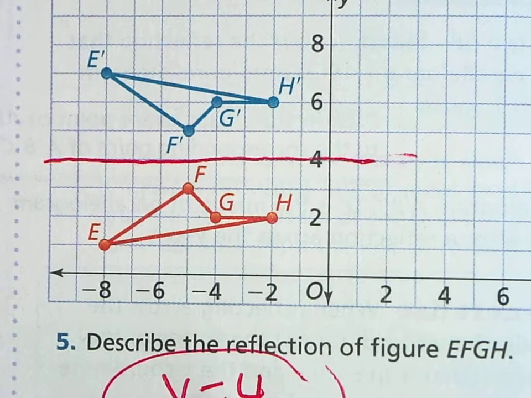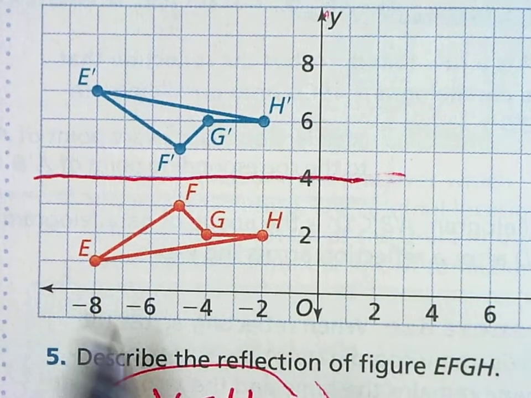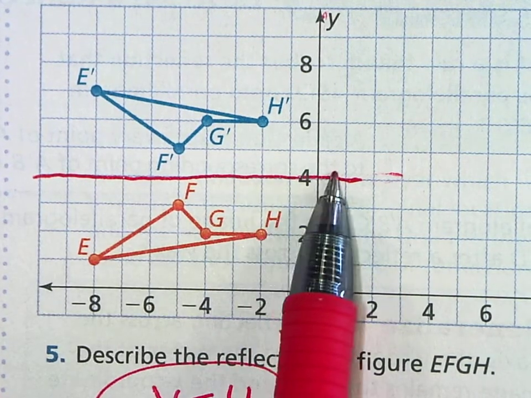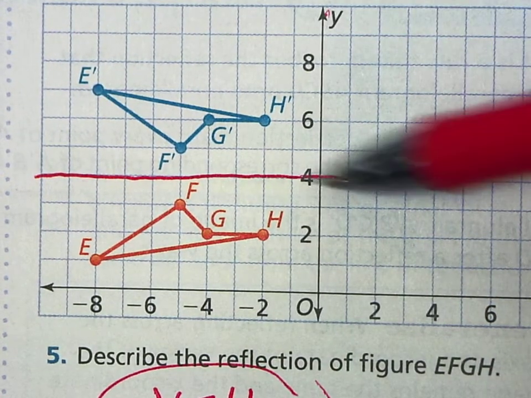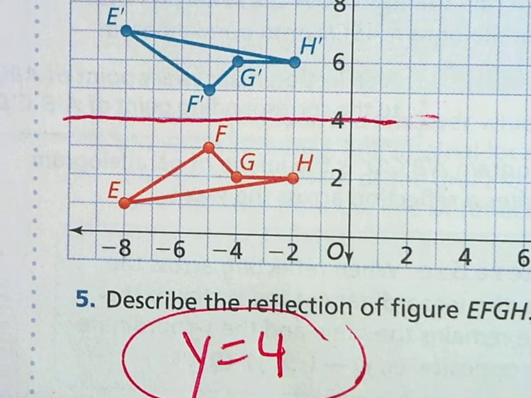Okay, so again, it wasn't the x-axis or the y-axis this time, it was this line right here. So what you do is you look at the axis that it's crossing. It's crossing the y-axis at 4, and so again it would be y equals 4. That's the line of reflection for this one. Okay, so let's do the next one.